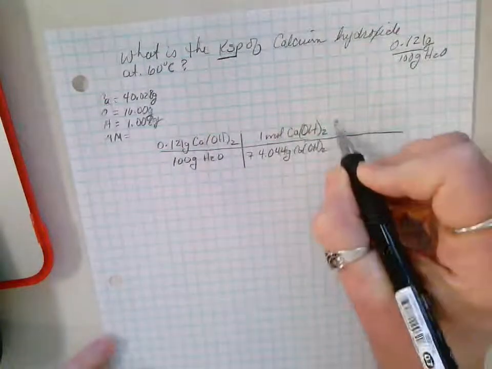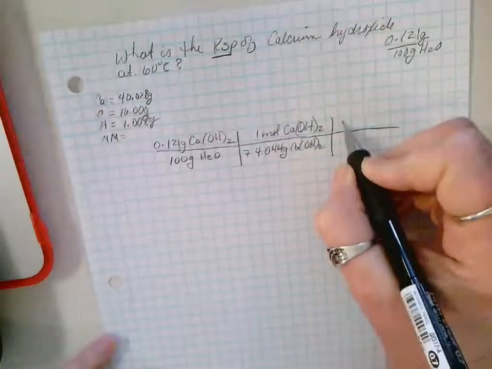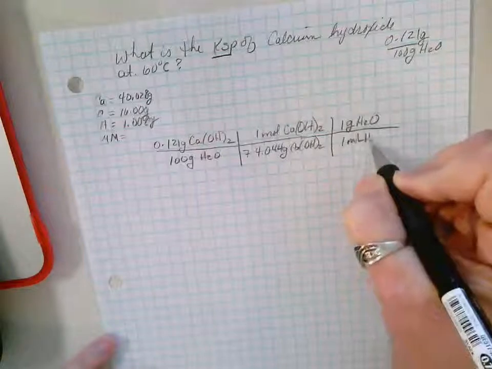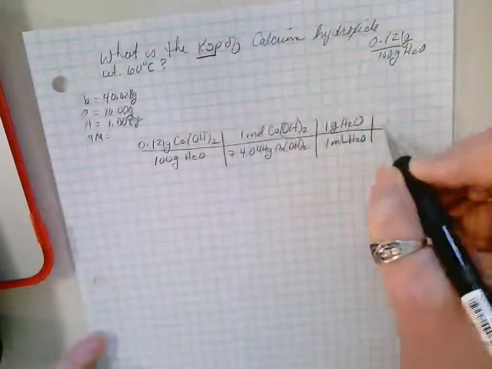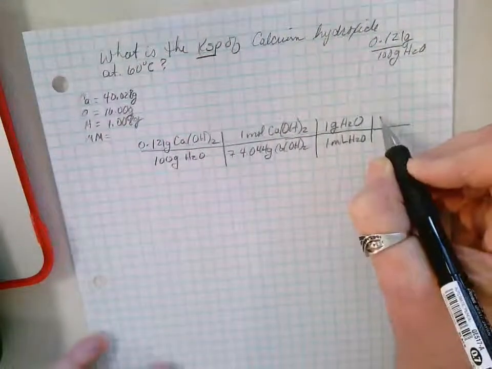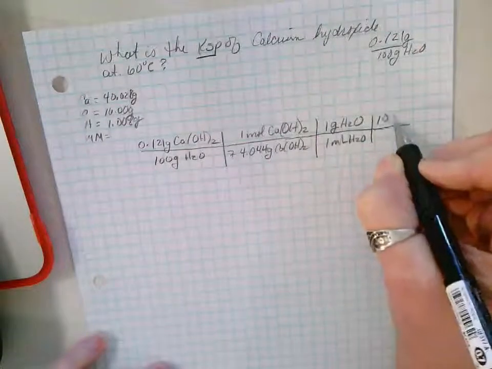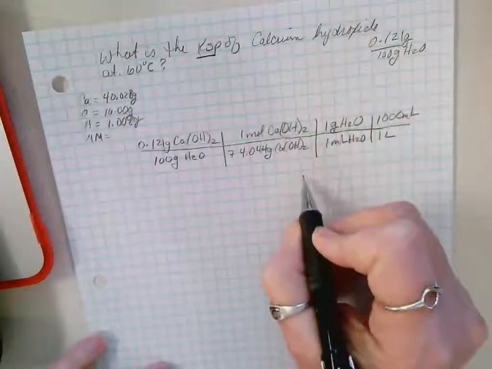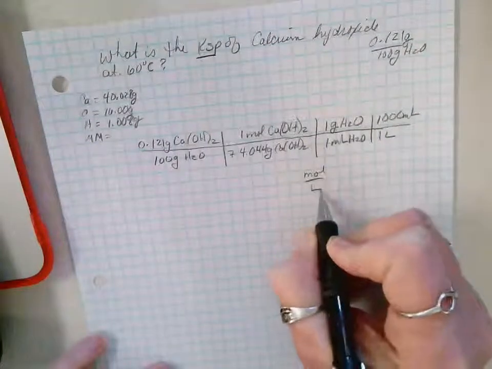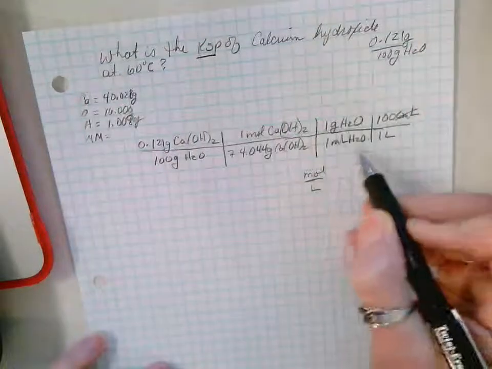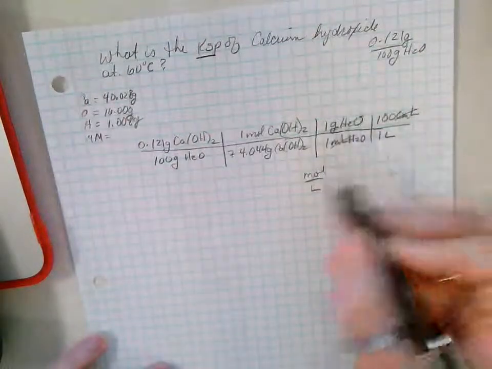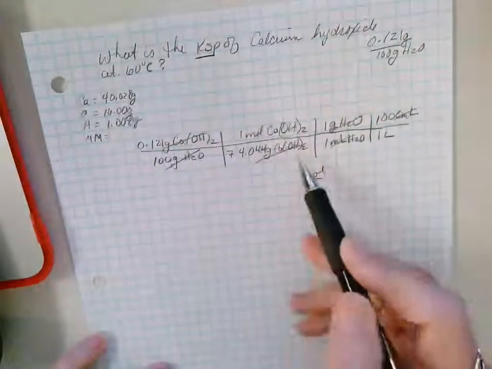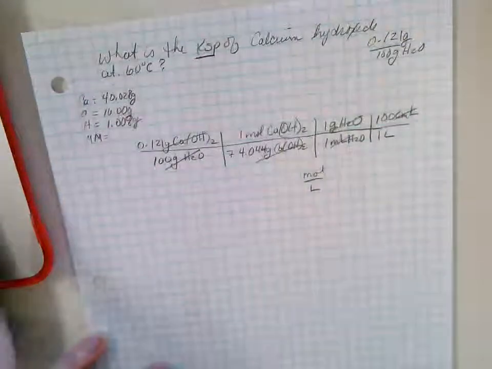And so we know by definition that 1 gram of H2O is equal to 1 milliliter of H2O. And we know that there are 1,000 milliliters in 1 liter. And I want to get this to come out in molarity, which is moles divided by liters. And so milliliters cancel with milliliters, grams cancel with grams, and grams cancel with grams. And so I'm left with moles per liter, which is exactly what I want.